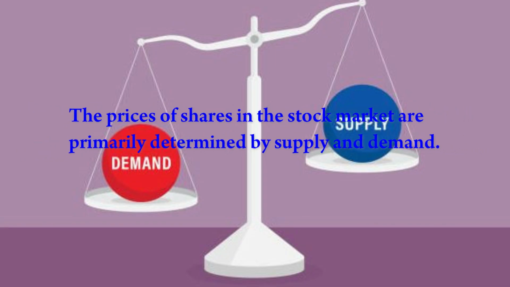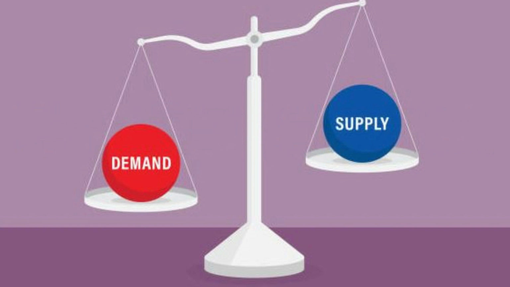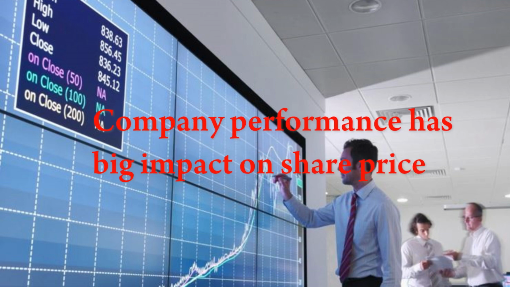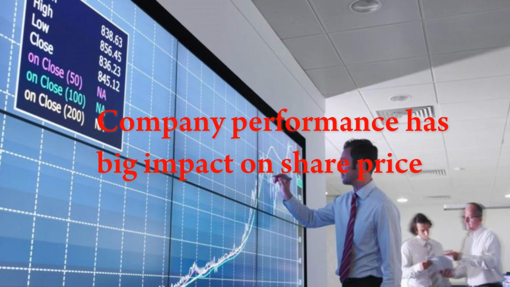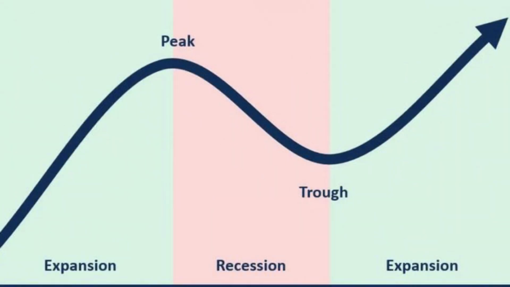How share prices are set. The prices of shares in the stock market are primarily determined by supply and demand. When there is more demand for a stock than there is supply, the price typically increases. Conversely, when there is more supply than there is demand, the price typically decreases. The factors that influence supply and demand can be numerous, including company performance. The financial performance of a company, such as revenue growth and profitability, can affect the demand for its shares.